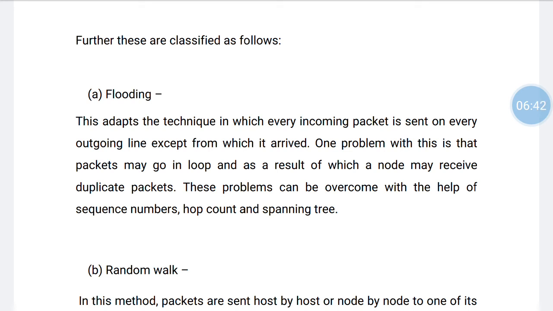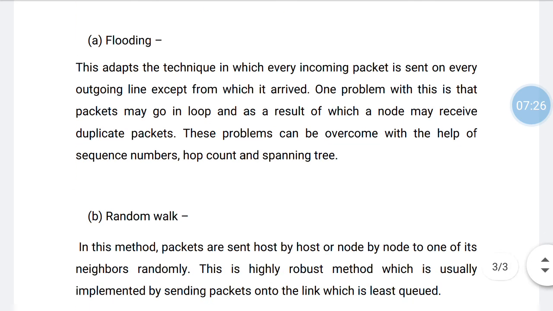In case of flooding, every incoming packet is sent to all the outgoing links except the one from which it has arrived. The disadvantage of flooding is that the node may contain several copies of a particular packet. One problem with this is that packets may go in a loop, as a result of which a node may receive duplicate packets. This problem can be overcome with the help of sequence number, hop count, and spanning tree.